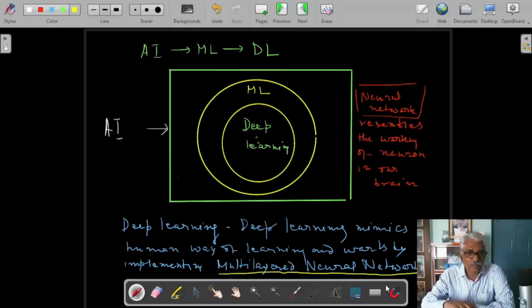That means one neuron is connected to another neuron, which is connected to a third neuron, and then there is a network of neurons which works. And this kind of network, we say, is a neural network, which resembles that. And when we talk about a multi-layered neural network, we are talking about a similar kind of arrangement.